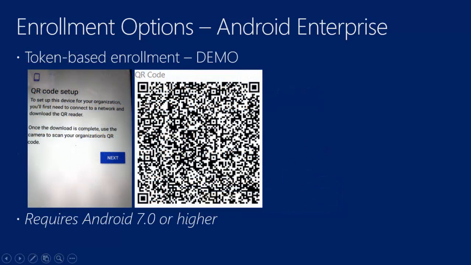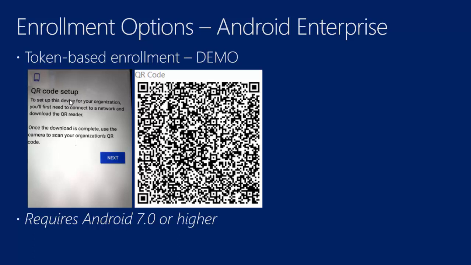So the unique way in which you set up QR code enrollment is at the very first setup screen. Just tap on the screen multiple times and it will transition into the screen that asks for the QR code. So at that point, all you need to do is scan the QR code, and then enrollment will proceed, and the device will become enrolled in Intune, right?